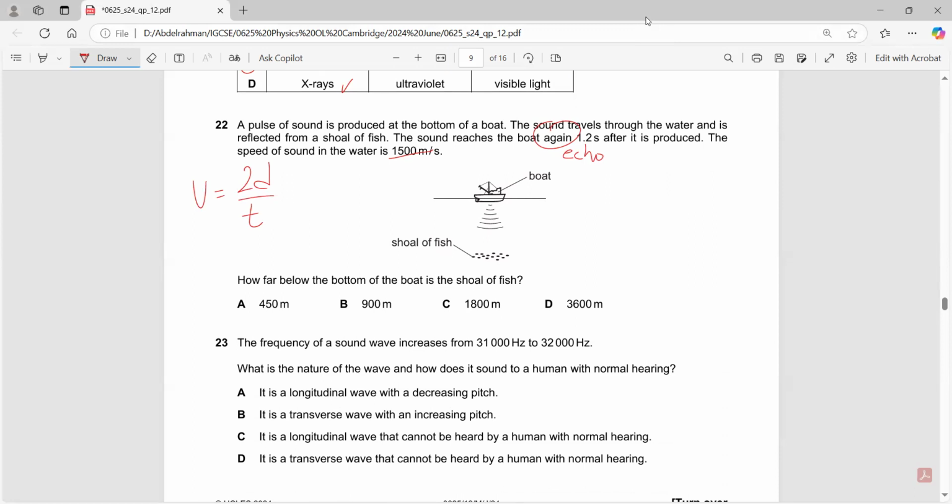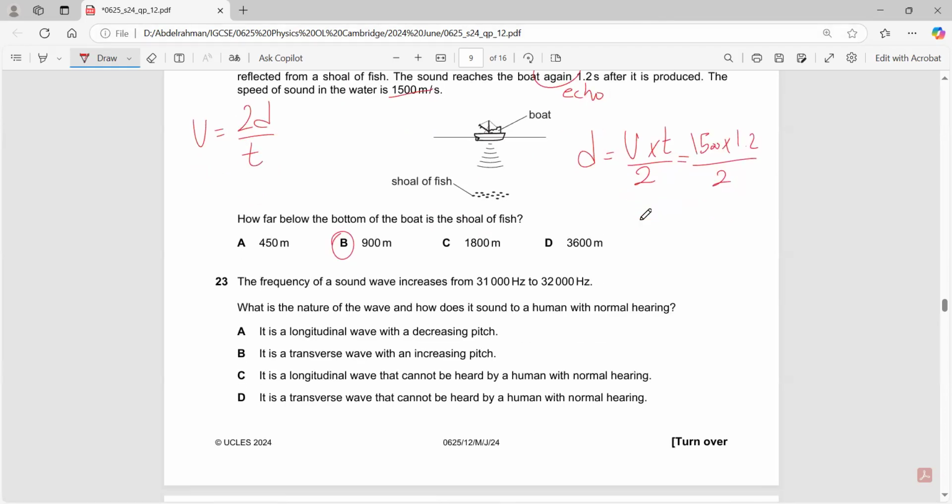Can I find the distance? Yes, the distance would be the speed, velocity or speed, you can write it down as S or V, times the time divided by 2. Speed times time over 2: 1,500 times 1.2 divided by 2, which is 900 meters.